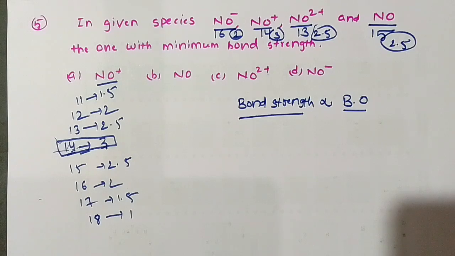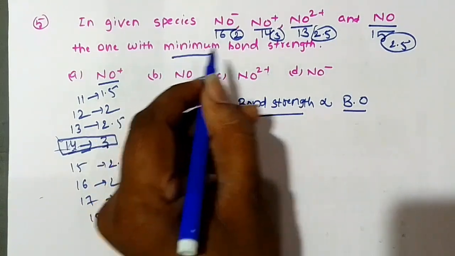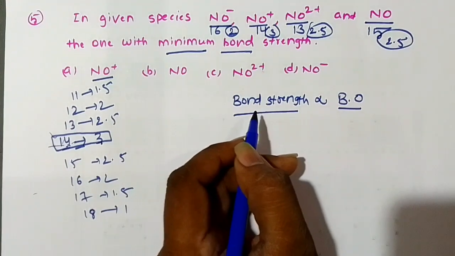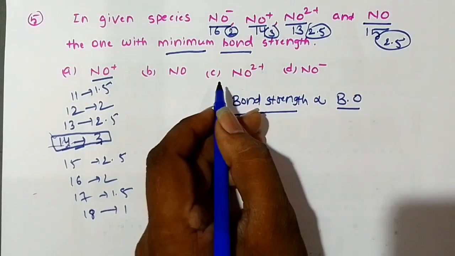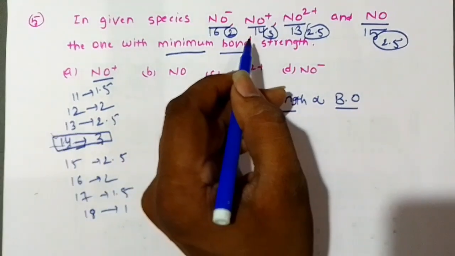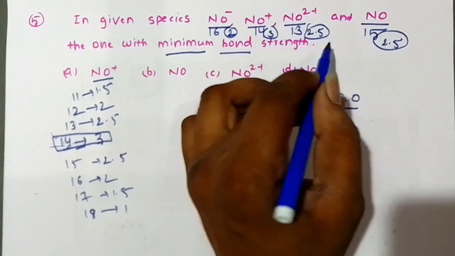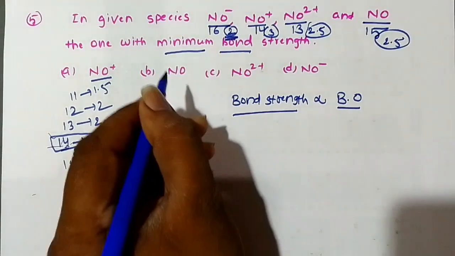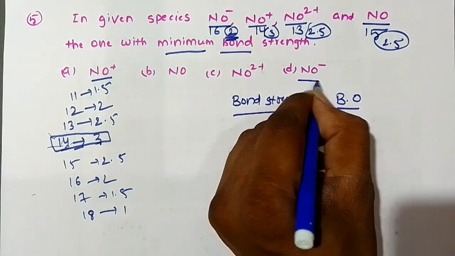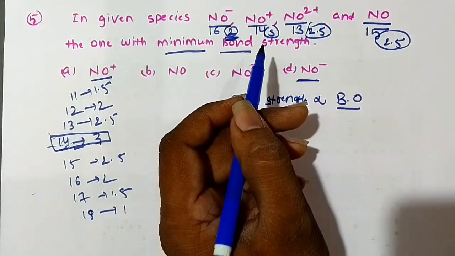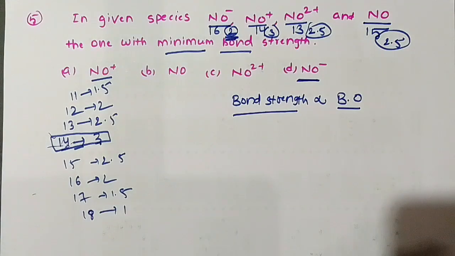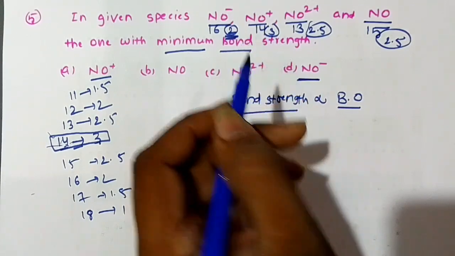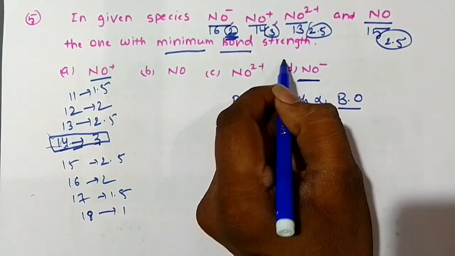So he is asking for minimum bond strength. When does minimum bond strength occur? If the bond order is less, that is minimum bond strength. In these species, which one has less bond order? NO negative has the minimum bond order, that is 2. It has the minimum bond strength. And which one has maximum bond strength? The species which has more bond order. NO positive has more bond order, that is more bond strength. Now minimum bond strength is NO negative because it has the minimum bond order.